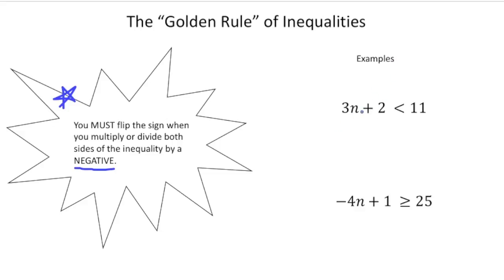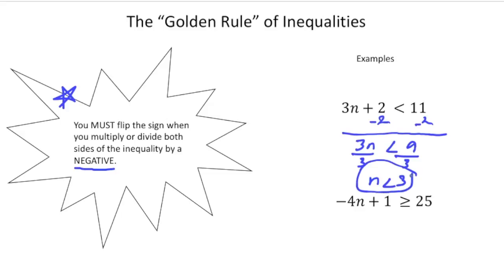So we have 3 times the number plus 2 is going to be less than 11. So take away 2. So remember, you solve it just like you would an equation. So 3n is less than 9. Then divide by 3, which means n is going to be less than 3. There's our solution. All right.